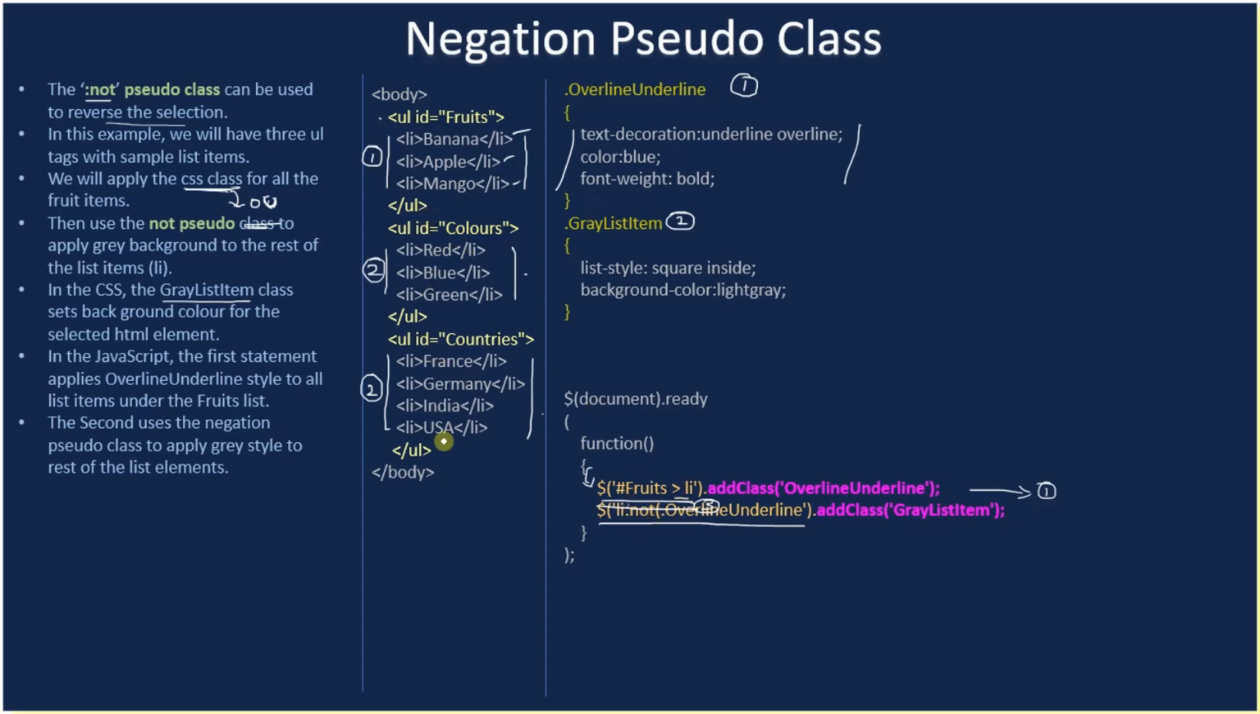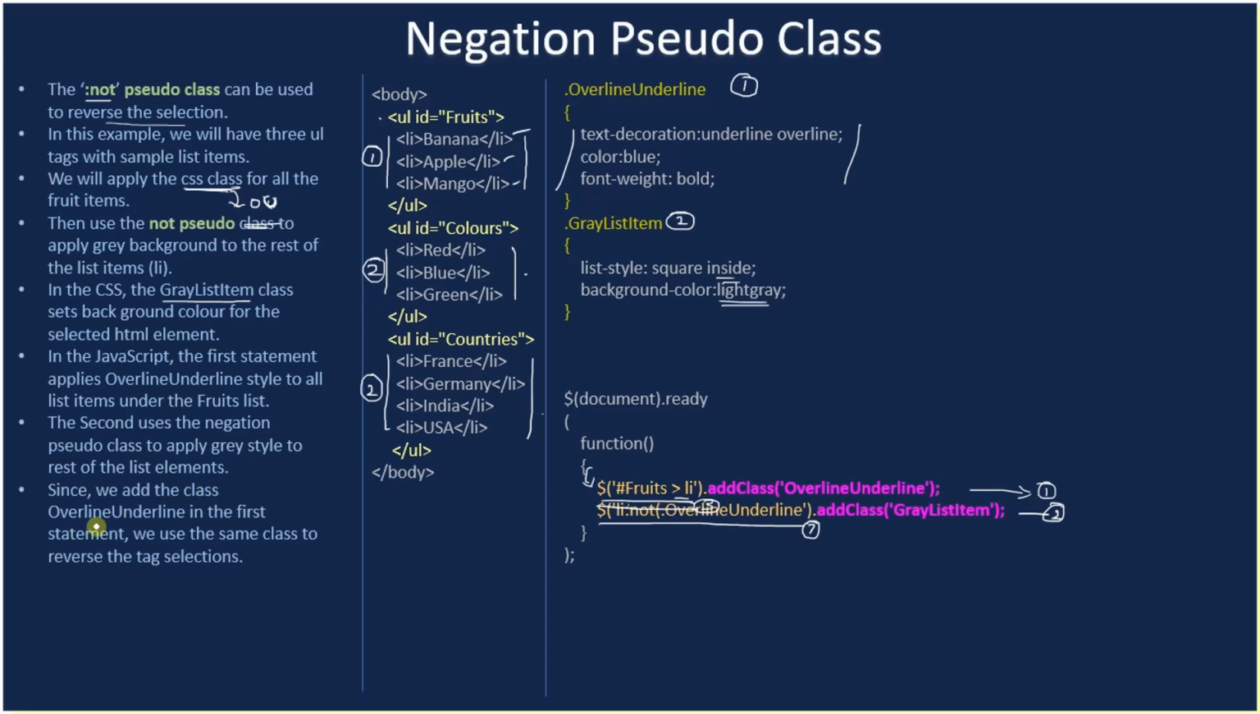So now we have a list of elements, 3 plus 4, 7 JavaScript objects are returned here, right? And we are adding the class attribute to all of these, and we state class equal to gray list item. So the moment you add this class attribute, we know what the CSS will do. CSS will apply list style as a square inside, then background color it is setting as light gray. That means we are changing the CSS style for all these 7 list items.